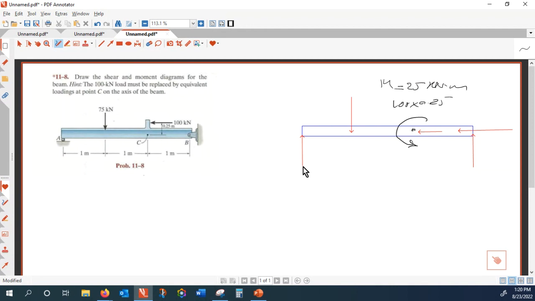So what type of plots do we have? We have 3 plots, right? V of x, M of x. What is the third one? N of x, axial force. So that axial force is active between C and B. On the left-hand side of C, there is no axial force, but on the right-hand side, you will have axial force. So if you want to plot N of x versus x, it is 0 between A and C, and between C and B, you will have a constant axial force. Yes?